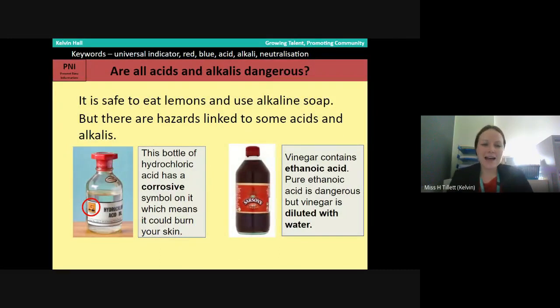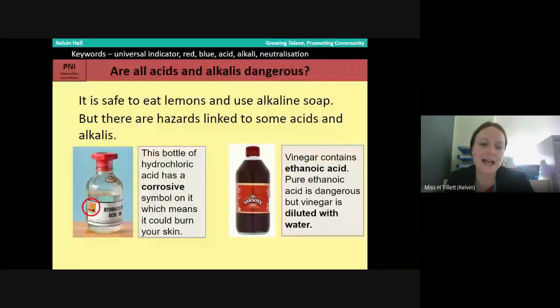Right then, as this has kind of told us, when we hear the word acid, we tend to think of danger, okay? But that's not always the case. Some acids and alkalis are safe, and we use them in our everyday life, like it's okay to eat lemon and use soap, okay? But there are some hazards linked to some acids and some alkalis. The word hazard means a danger, okay? So if something is dangerous, like we said in that starter slide, it will have some symbols on the bottle, and that will tell us how dangerous something is.